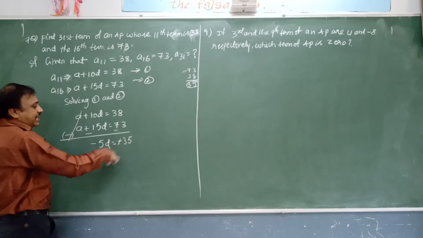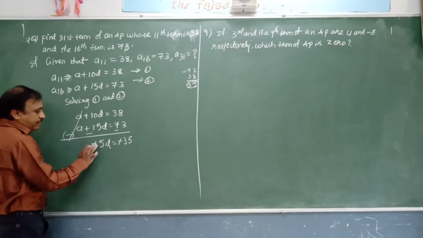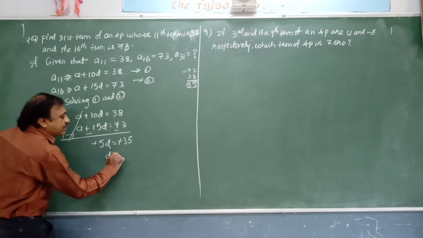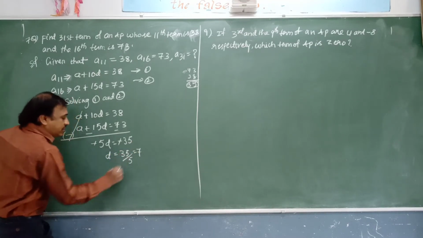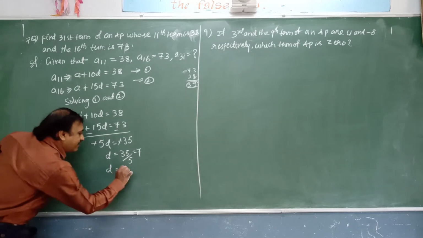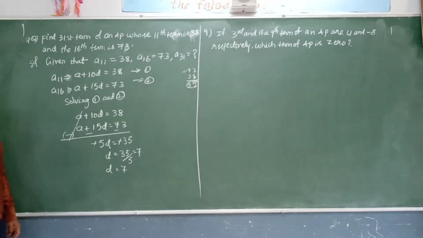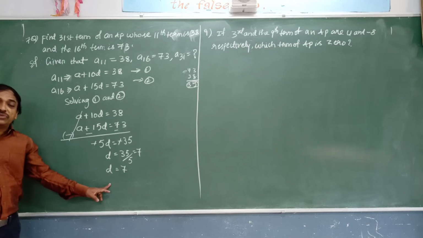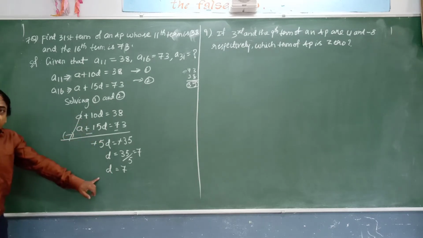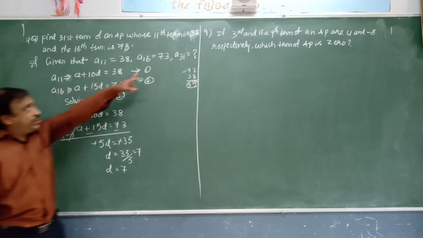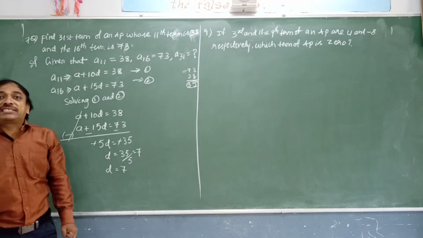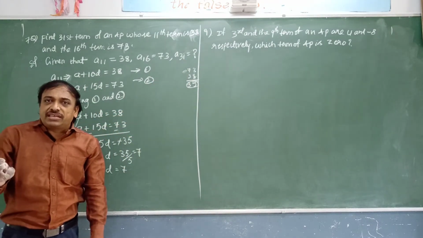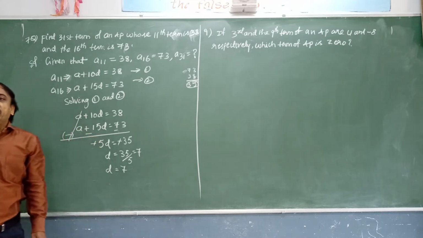Now you see, minus cancels minus. D is equal to 35 by 5, which is equal to 7. We obtain the D value equal to 7. Why are we finding the D value? Which term do you need to obtain? A31. What is the formula for A31? A plus 30D. In that, the D value is required as well as the A value.